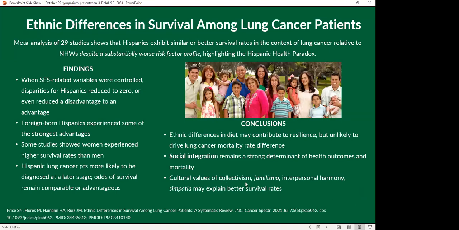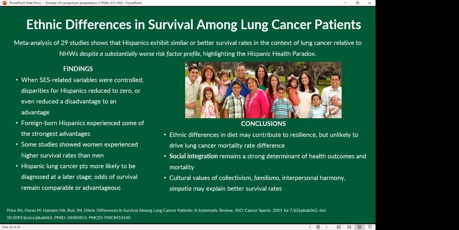So cultural values of collectivism, familismo, which means the stronger family ties and interpersonal harmony, simpatia, may explain better survival rates. So I just wanted to show you that despite many things that were not working in favor, sometimes that social integration that I was talking about helped these individuals have a better outcome.